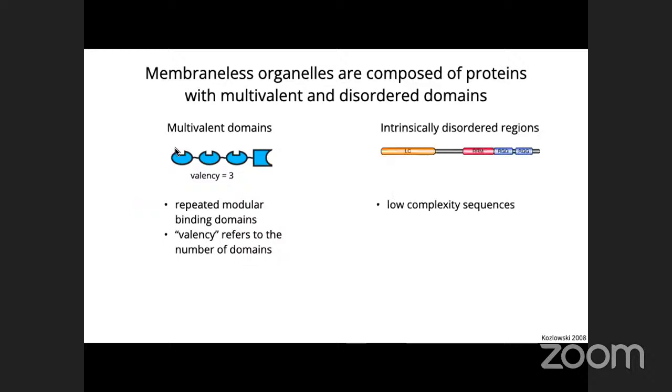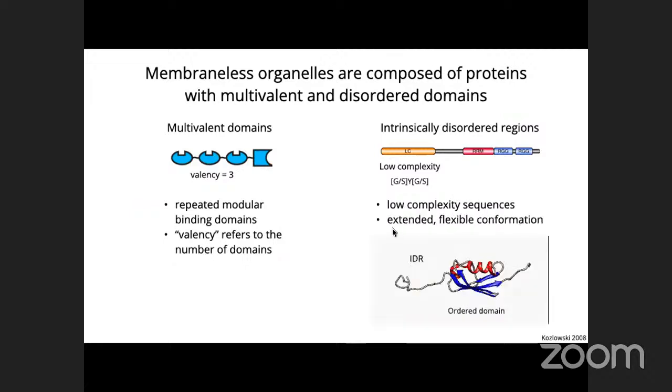Also, proteins can have what are called intrinsically disordered regions. Most proteins fold into a stable 3-dimensional structure. Proteins that have low complexity sequences, which just refers to the sequence of amino acids, the building blocks in the protein, being highly repetitive, like GYG, SYS, lots of repeated letters, form extended flexible conformations.